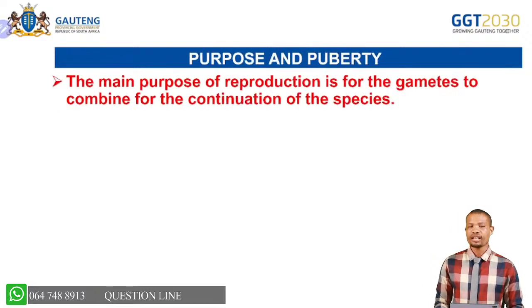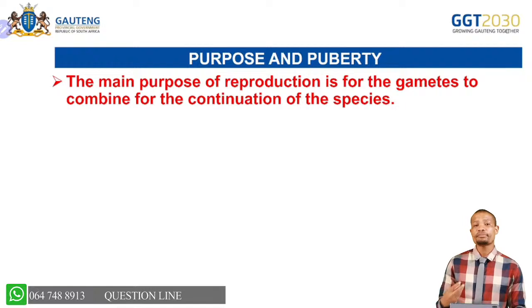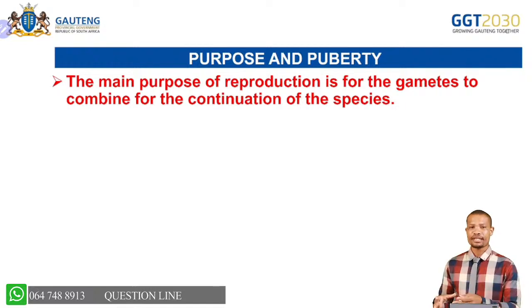Okay, let's continue. Now let's talk about purpose and puberty. So what is the reason for reproduction? Why do we need to reproduce? Well, the main purpose of reproduction is for the gametes, which are your male sex cells and your female sex cells, to combine for the continuation of a species.